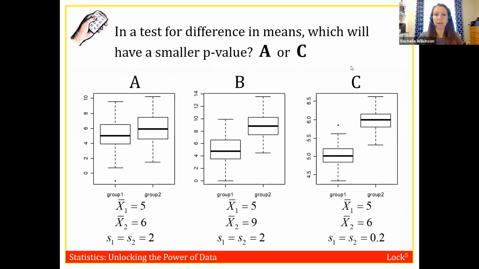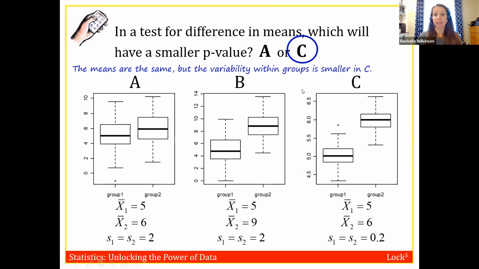All right, what if I'm comparing A and C? Which one of these would have bigger evidence of a difference, in other words, a smaller p-value? Right, so C is definitely going to be bigger, and this one even looks farther apart. And you can look down at the numbers below too. They're kind of interesting, because on A and C, if we just compute the difference in the means, it's the same. Group 1 had 5, Group 2 had 6 for both. But if we look at the variation within a group, it's a lot greater for A than it is for C.